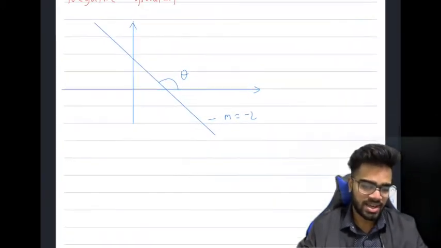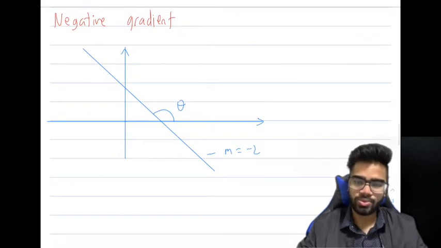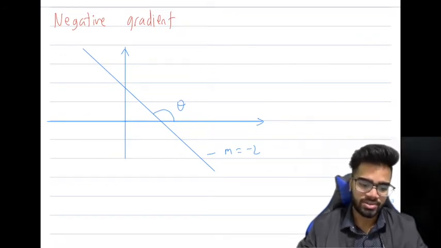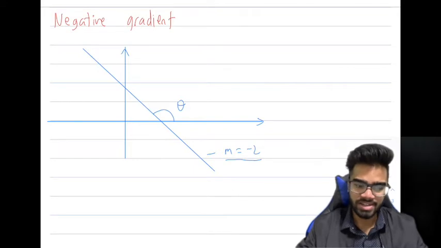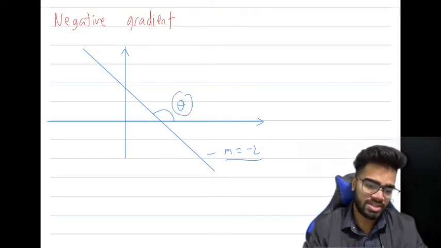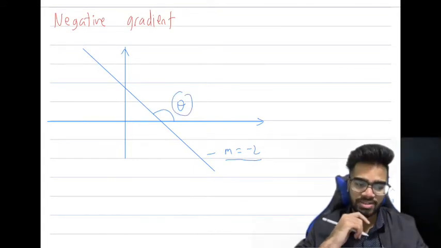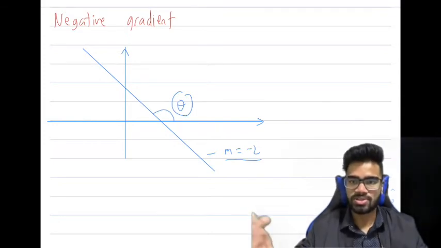So this next case is a bit special. Negative gradient. So same question. So the question is saying, okay, my gradient is negative. Okay, but then the question is asking what is the angle that it makes with the positive direction of x-axis. So you might think it's the same process. So let's have a look.